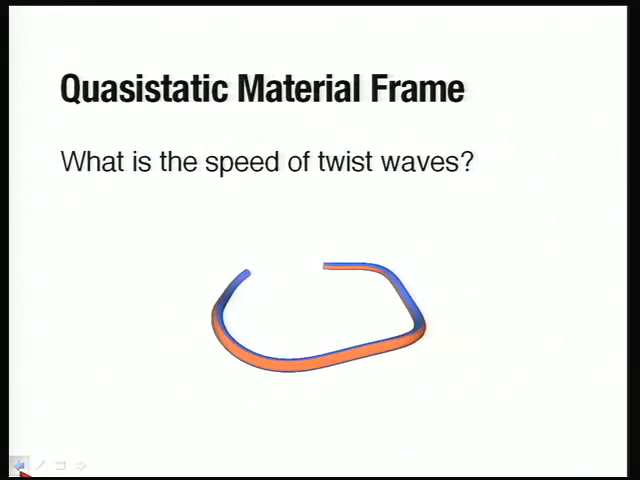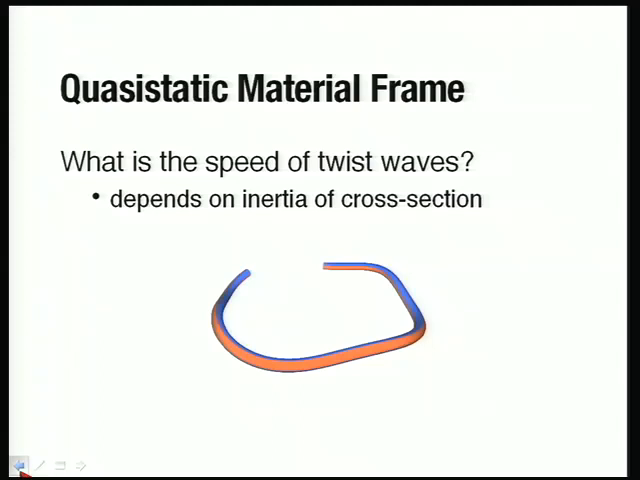So before we move on to the discrete setting, I want to introduce the quasi-static material frame postulation. We arrive at that by asking the question of what is the speed of twist waves along the rod? The answer is, well, it depends on the rotational inertia of the cross-section. And as we make the rod thinner and thinner, this rotational inertia essentially goes to zero. So in this case, twist propagates instantly along the rod.